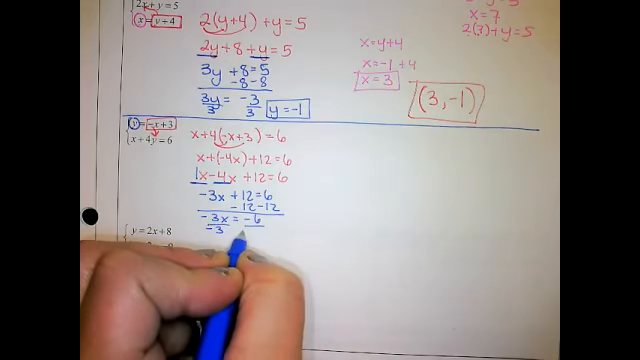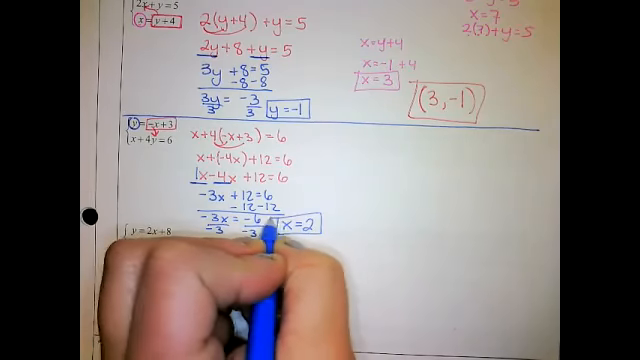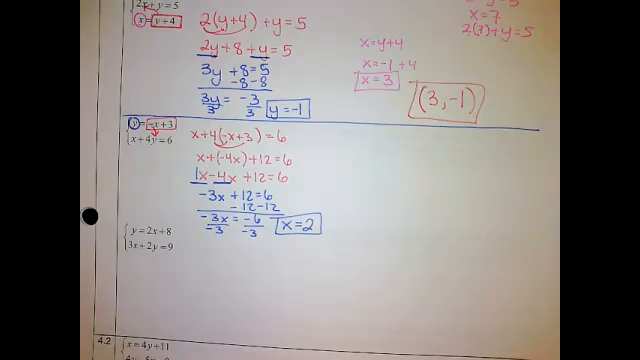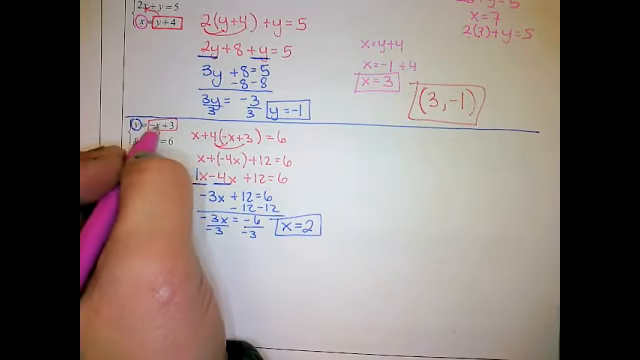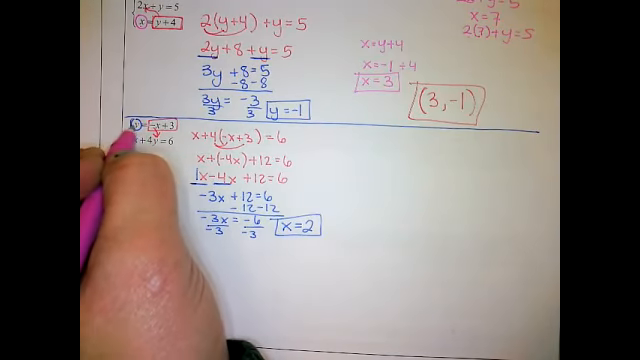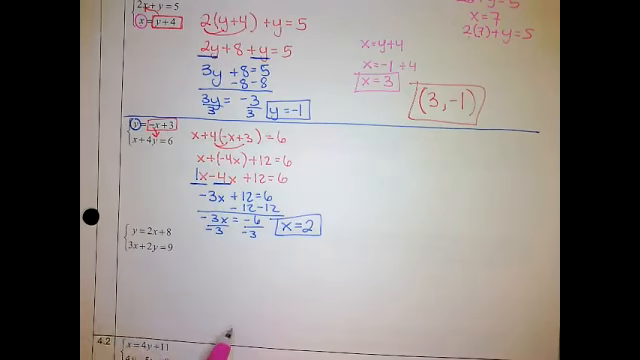Divide both sides by negative 3, and I get x equals 2. Okay, so now I know my x value. Now I have to find my y value. So to find my y value, I have to plug my x back in, and I'm almost always going to choose this equation right here. It doesn't matter which one, I just prefer that one.